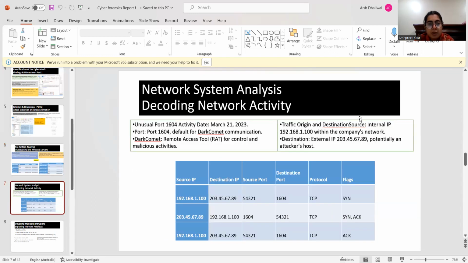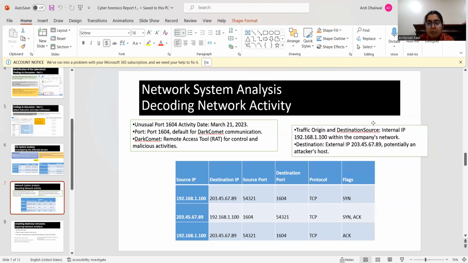Next, this slide is about network system analysis, decoding network activity and using port 1604 activity data. On March 21, 2023, port 1604 was used, default for documents communication, remote access tools, and control and list activities. Traffic origin and destination: source IP address within the company network, destination external IP address, potential attacker host, source port, destination port, protocol, and flag. These are the IP addresses used by the people.